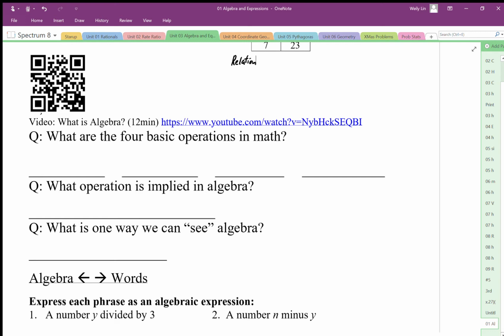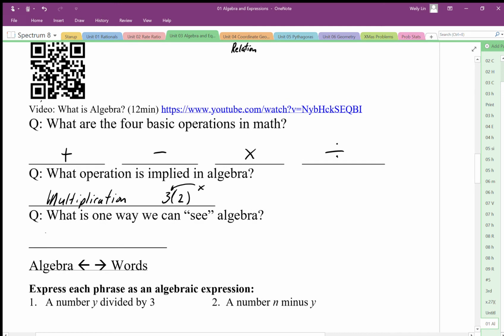Okay, so if you've watched the video, you should be able to say the 4 basic operations of math are add, subtract, multiply, and divide. The operation that's implied in algebra is multiplication. So if we have 3 bracket 2, the operation that's implied in here is times. It's 3 times 2. One way we can see algebra is in graphs.